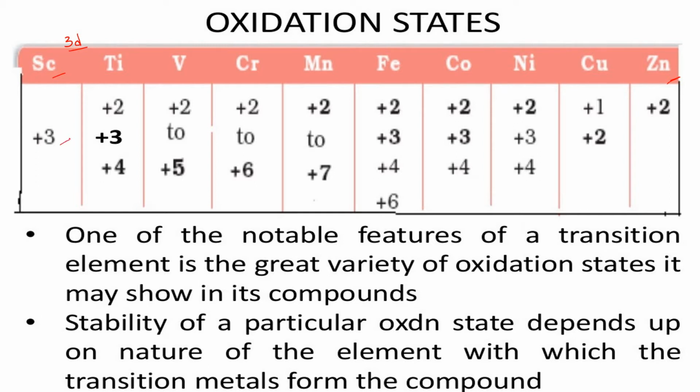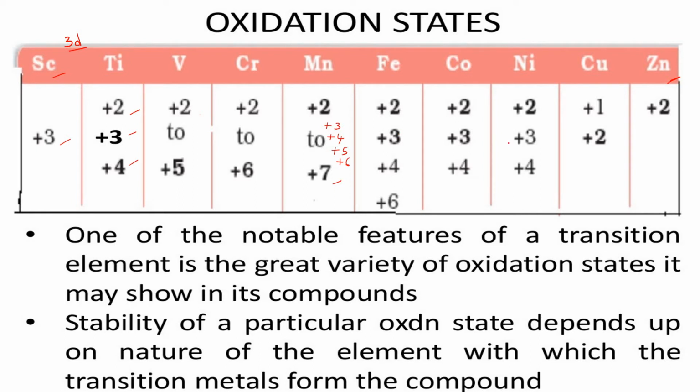Scandium shows only +3. It does not show variable oxidation state. Titanium shows +2, +3, +4. Vanadium shows +2, +3, +4, +5. Chromium shows +2, +3, +4, +6. Manganese will show the highest number of oxidation states: +2, +3, +4, +5, +6 and also +7. Iron shows +2, +3, +4, +6.